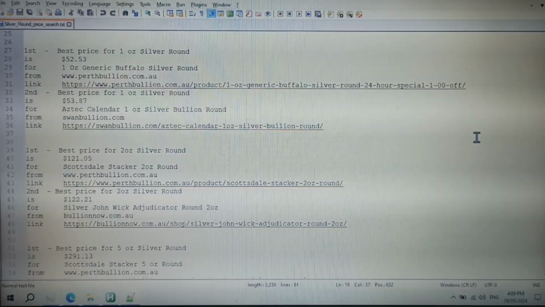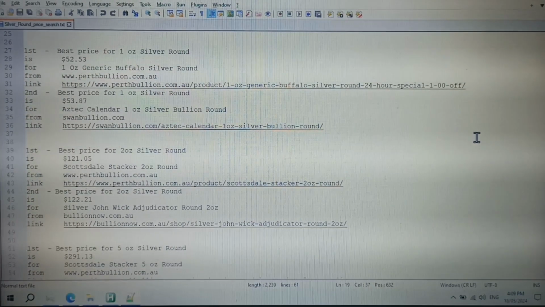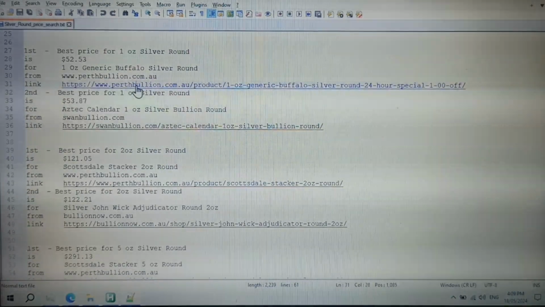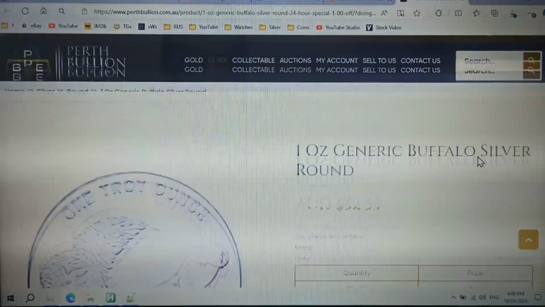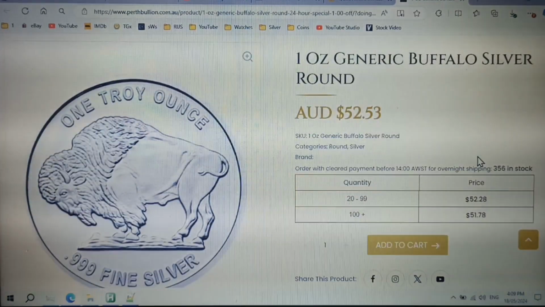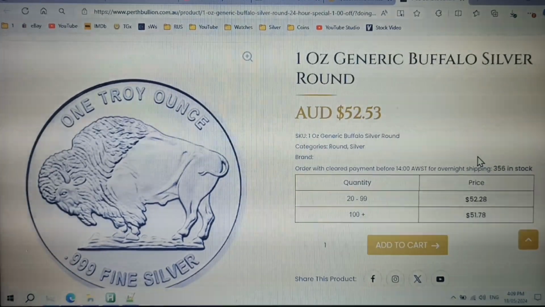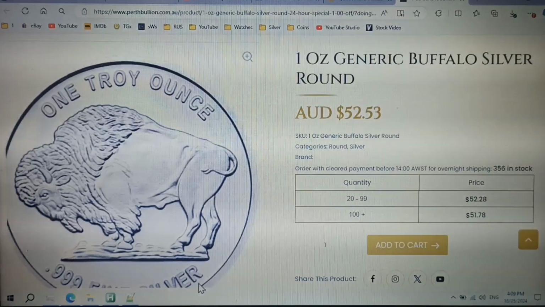Best price for 1 ounce silver round is from Perth Bullion. Second best price is from Swan Bullion. The price difference is $1.30, which is quite a bit. Let's have a look at the best price. So Perth Bullion Exchange is a brand new website, so you guys should check them out. And at the moment, they're offering 1 ounce generic Buffalo Silver for $52.53. If you wish to buy more, there's a breakdown here for more.